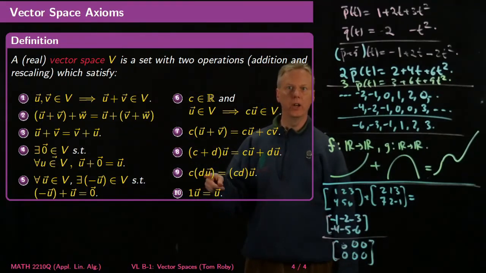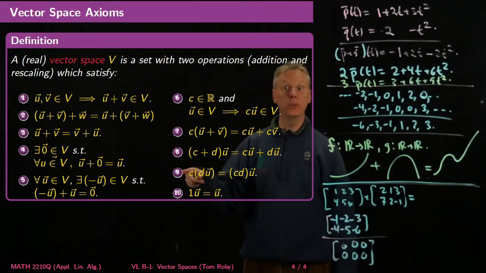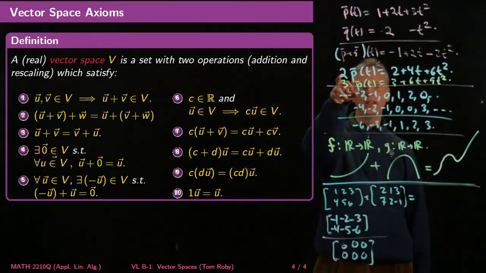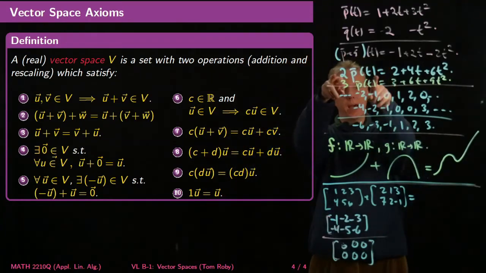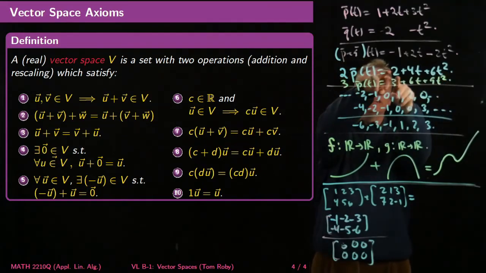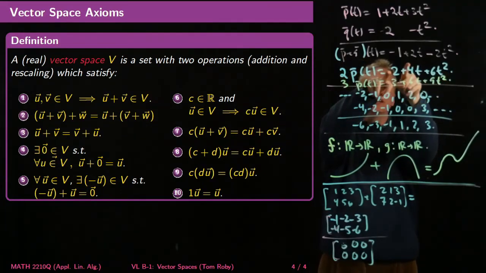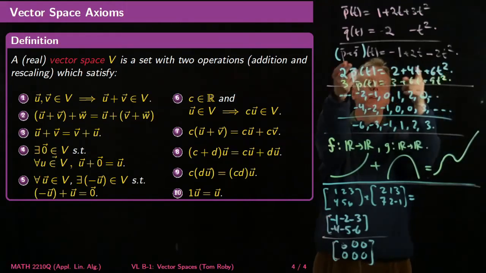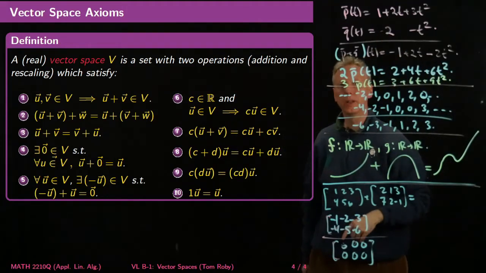Here, if I rescale a vector by d and then rescale that by c, that's the same thing as if I just rescaled it by cd. Right? So now you're thinking about taking 2 times this, then multiplying that by 3, then you get 6 plus 12t plus 18t squared, which is the same thing as if you multiplied this by 6 to begin with.